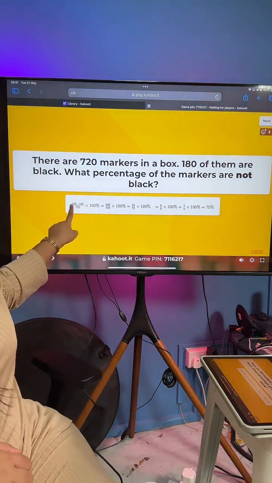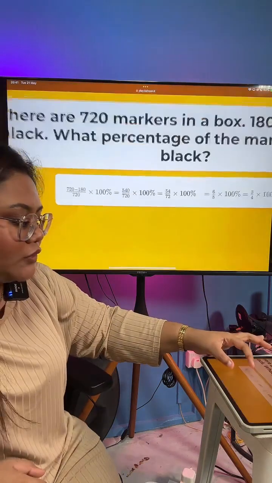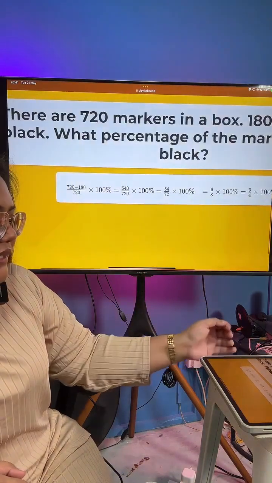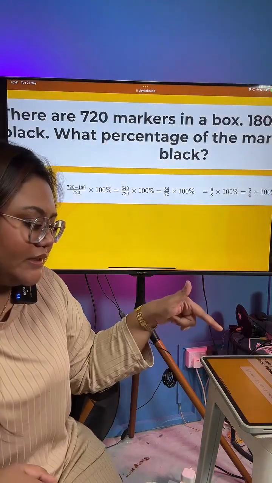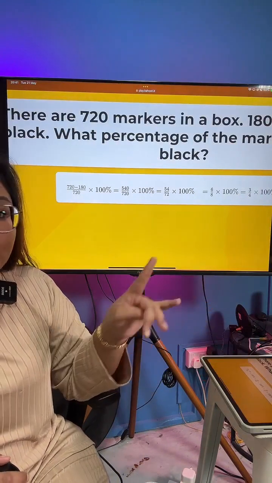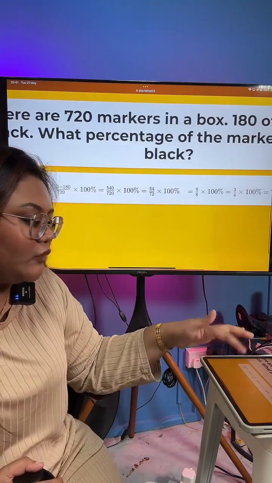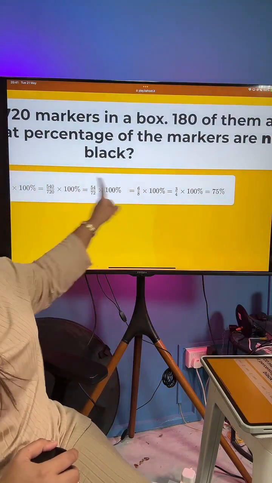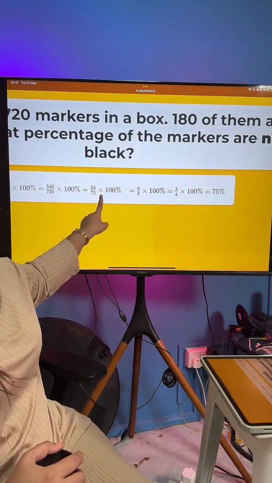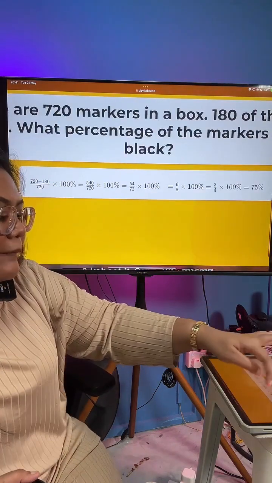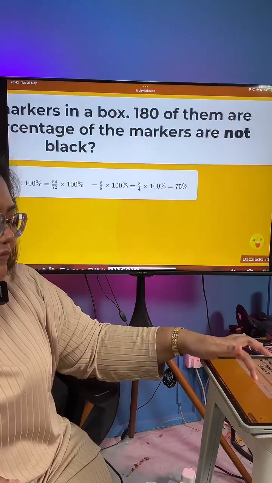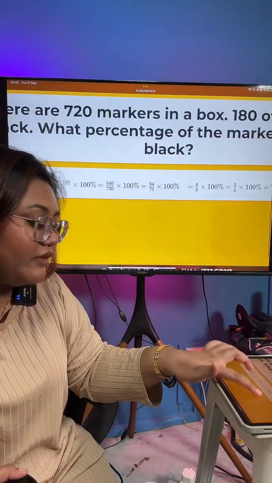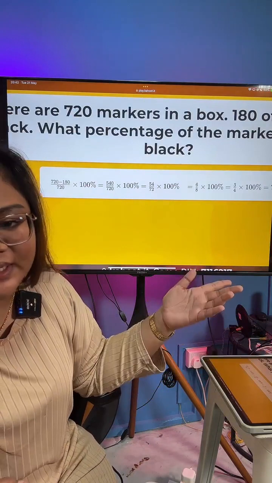solution. 720 minus 180, it's a little bit small, so let me zoom in. 720 minus 180 gives you 540. Not black is 540, so 540 over 720. Everything in the middle here is just simplifying. Divide by 10 to give me 54 over 72, then divide by 9 to give me 6 over 8, and then divide by 2 to give me 3/4. 3/4 is 75%. All of this seems very complicated, but actually I just simplify only.